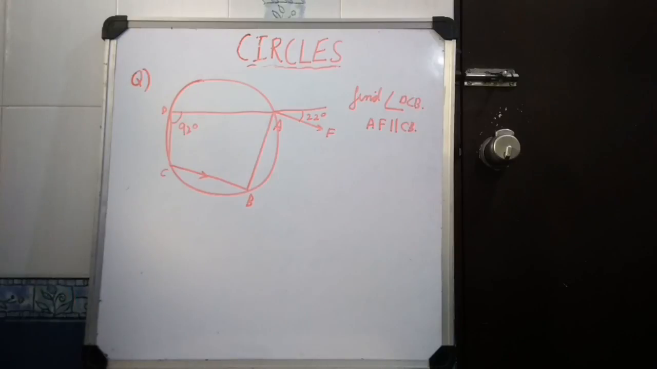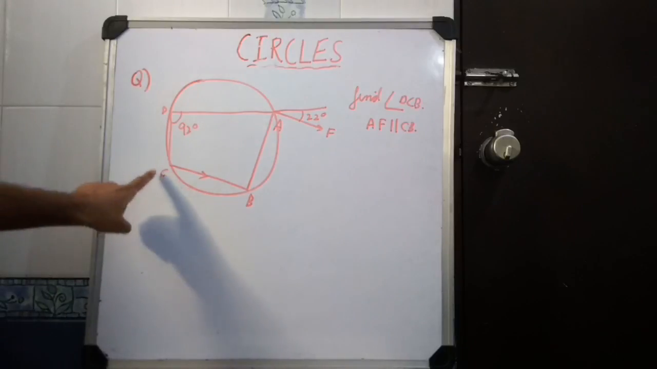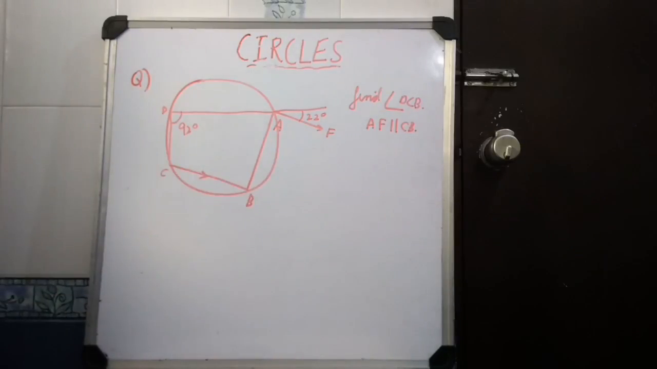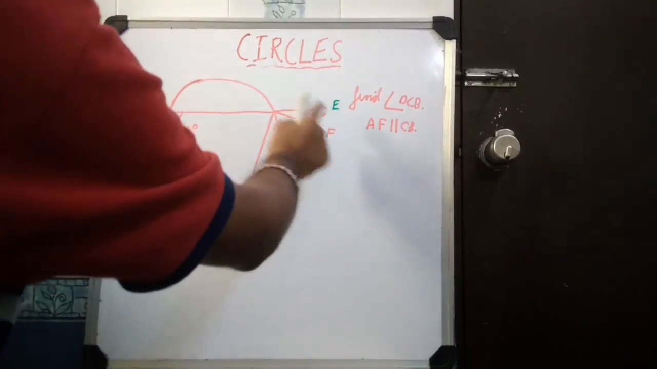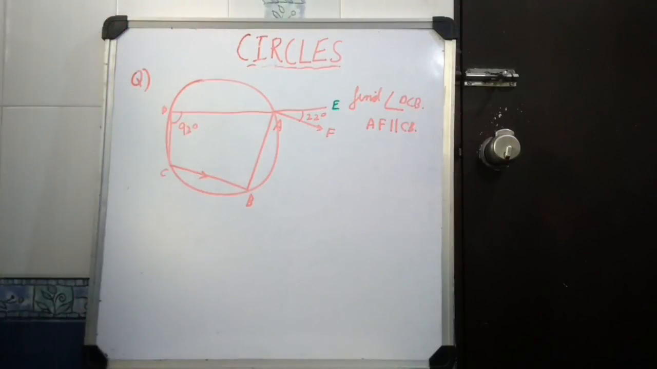And today we are going to discuss another question. Now what is this question? It is given that ABCD is a cyclic quadrilateral, CB is parallel to AF, and angle, let me call this as E, FAE is equal to 22 degrees. Okay, I have to find angle DCB.